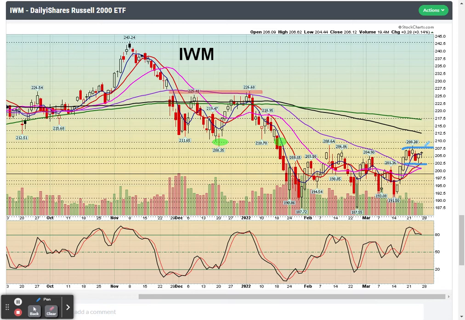I would do nothing until it breaks out of this range. Down here could be very strong support. That's where we have these moving averages of the 50, the 20, and the 10. So really nothing to do, just consolidating and wait for the next move.